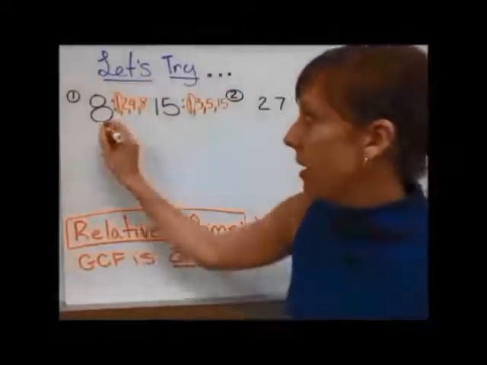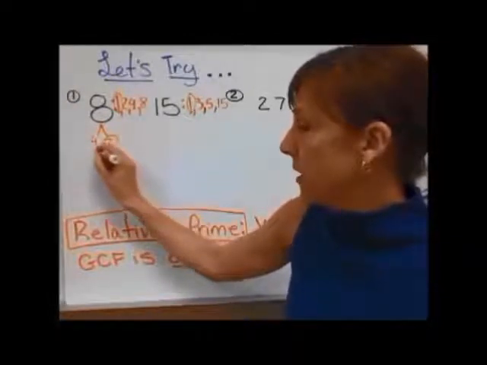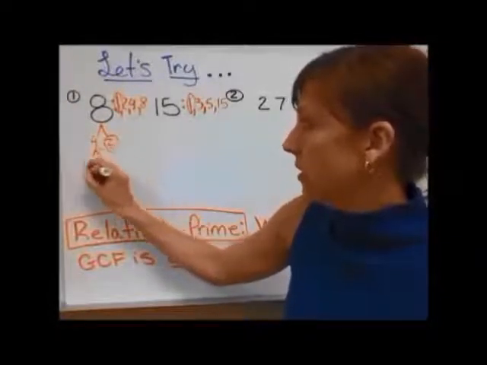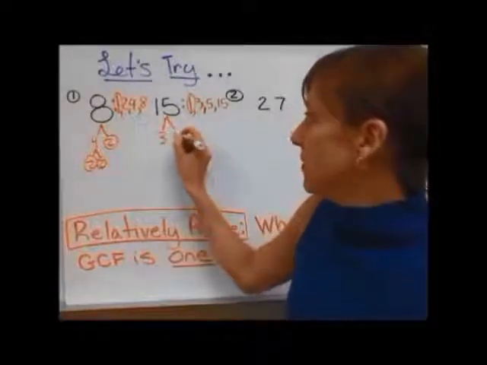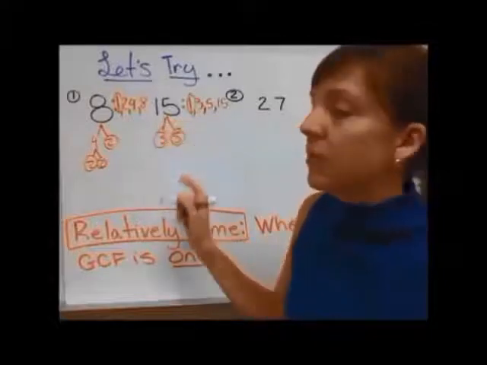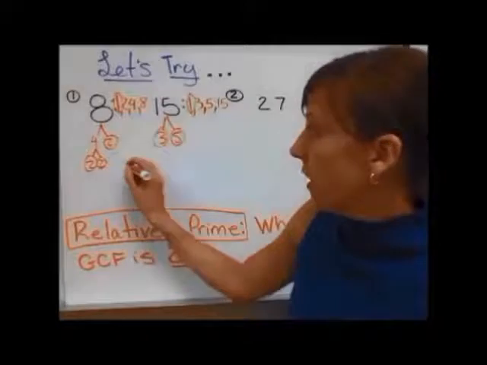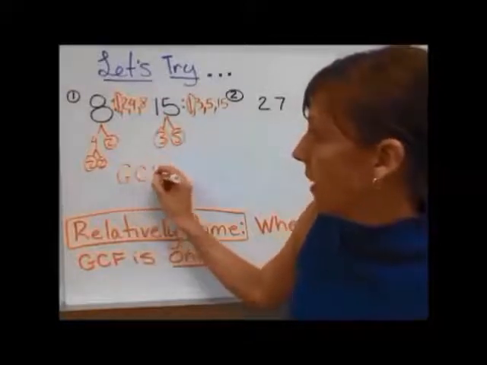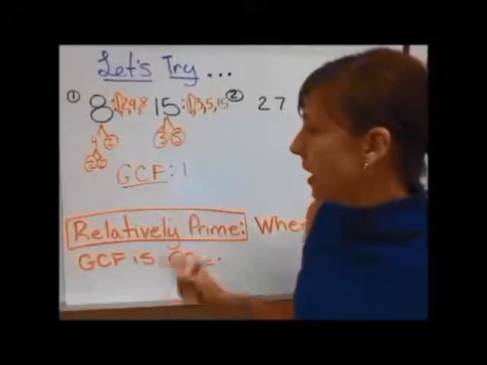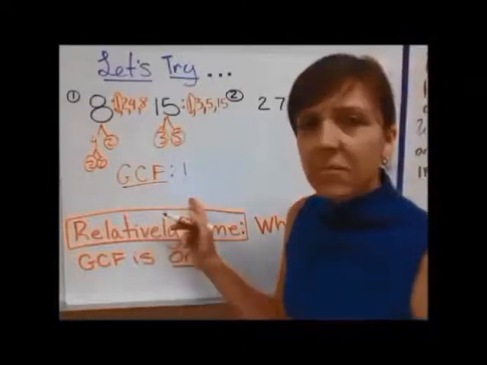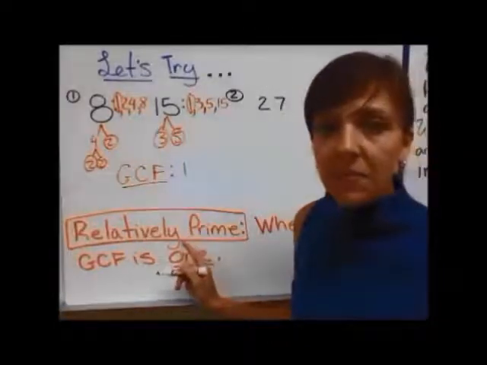Okay, let me try a factor tree just to make sure. We've got 4 and 2, and 2 and 2. Well, I know 2 doesn't go into 15. So I'm going to assume at this point that 1 is the only factor that they have in common. So their greatest common factor between 8 and 15 is 1.